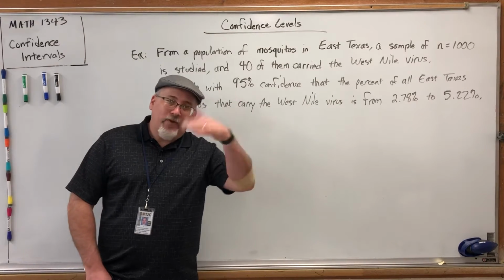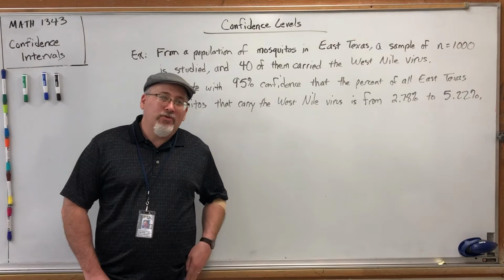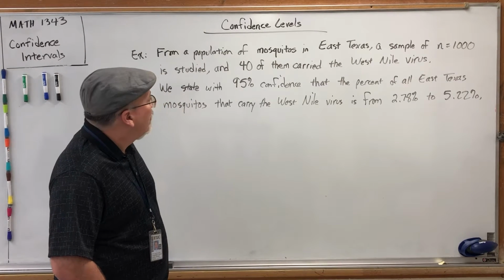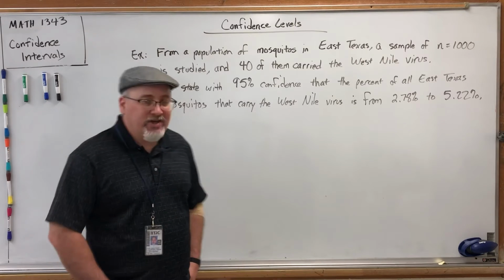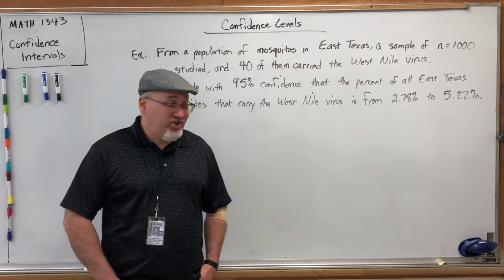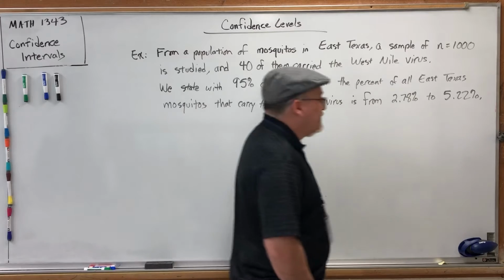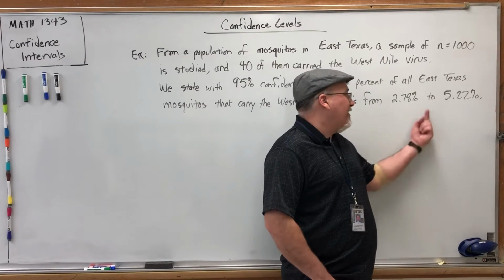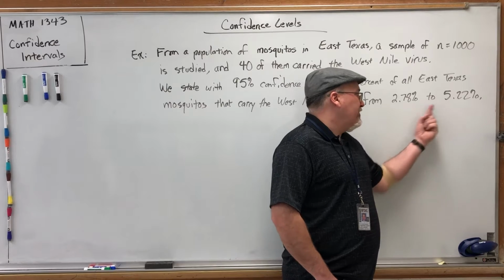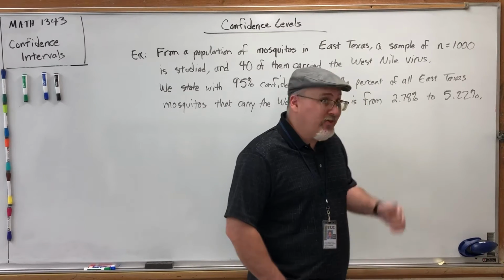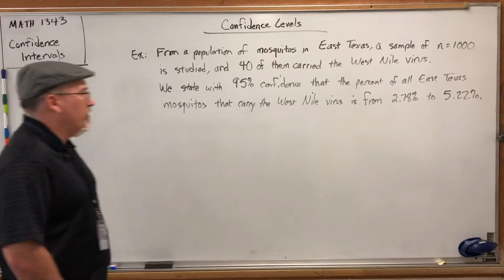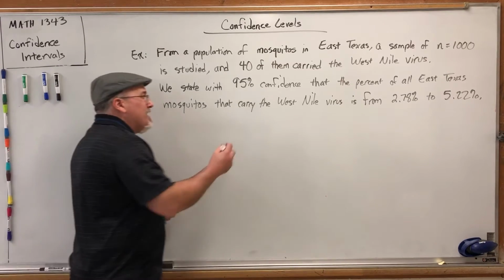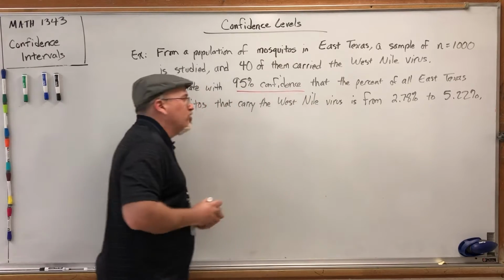So if you divide 40 by 1,000, you get 0.04, which is 4%. It may not be obvious, but this interval is centered at 4%. You can figure that out by calculating how far apart both of these are from 4%, and you'll see that they're the same distance. But that's not the point of this video. The point of this video is to discuss what do I mean when I say 95% confidence.